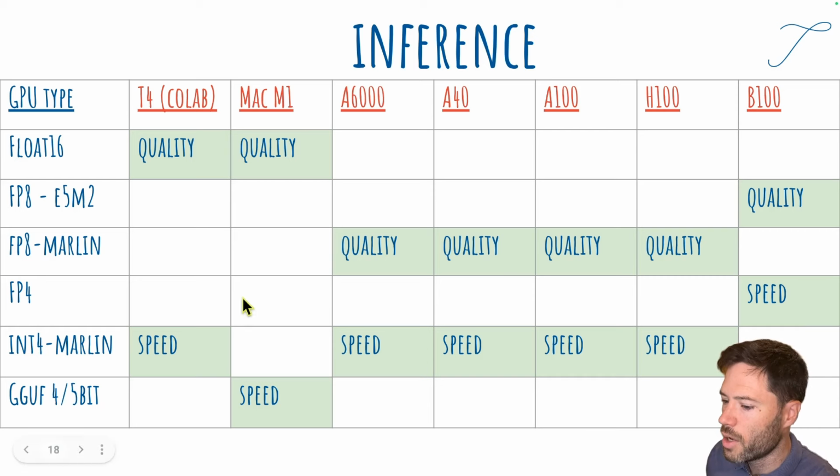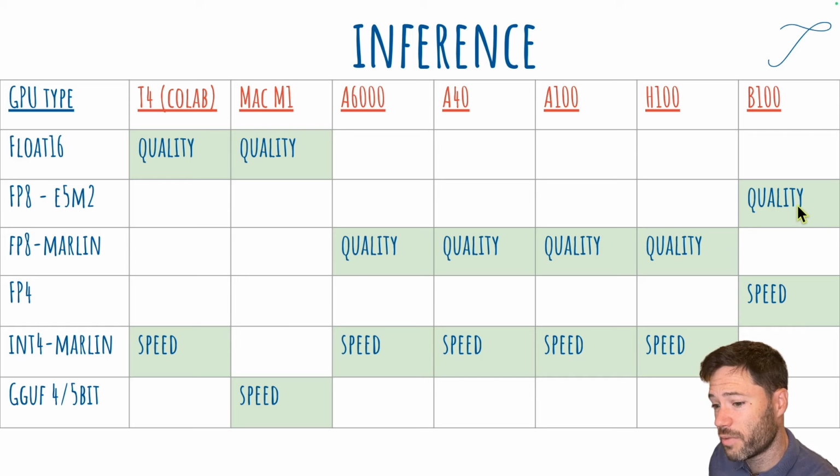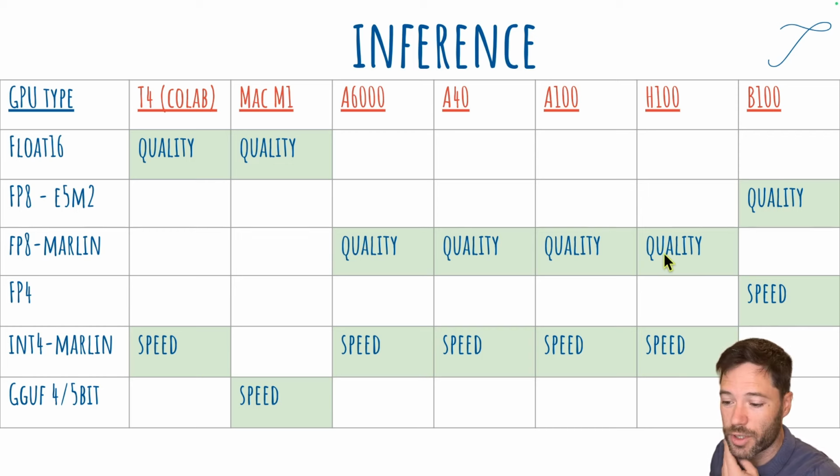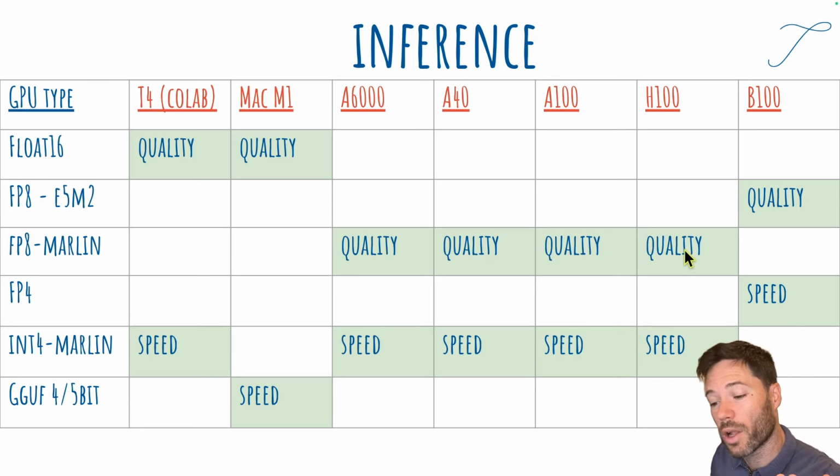So just a few quick comments here. On the B100, it natively supports 8-bit and 4-bit calculations. So here you can really get great speed and you can get great quality at 8 bits or compromise on quality a bit by going to 4 bits. On the H100, it natively supports 8-bit calculations, so you can get great quality and speed on 8 bits. And you can run the 4-bit if you want to reduce your VRAM requirements.